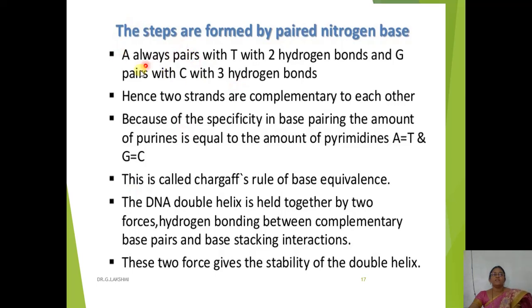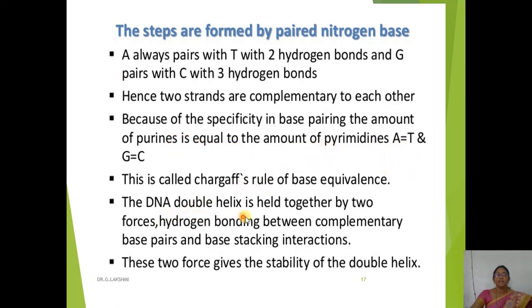So always A pairs with T with 2 hydrogen bonds, and G pairs with C with 3 hydrogen bonds. Hence the two strands are complementary to each other. Because of the specificity in the base pairing, the amount of purines in DNA is equal to the amount of pyrimidines, that is, the number of AT base pairs is equal to the number of GC base pairs. This proportion was given by Chargaff, and this is known as Chargaff's rule. What is Chargaff's rule? The amount of purines is equal to the amount of pyrimidines.